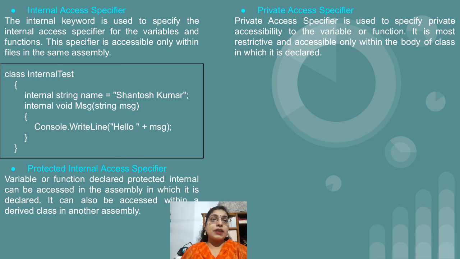So these are the five access specifiers or modifiers available in C#: public, private, protected, internal and protected internal. If you want an example of protected internal, just write down the same example which we used for the internal access specifier, but before internal just write one more keyword, protected.